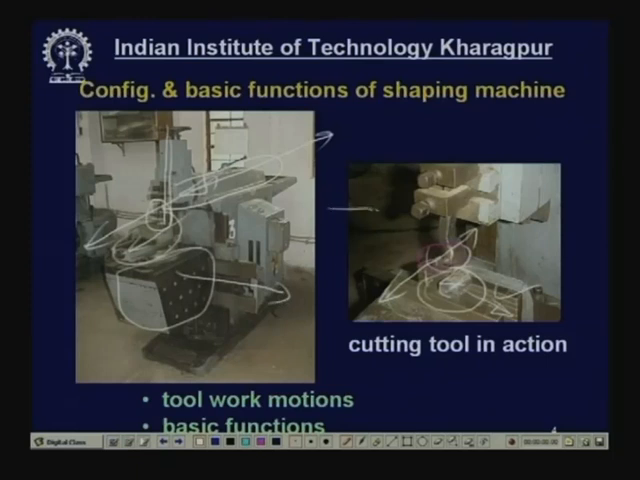As a result, this is the workpiece, this is the cutting tool, and this is the material removal. So, this reciprocates, this moves in this direction, feed motion, and this is cutting motion. So, this is how a shaping machine works.